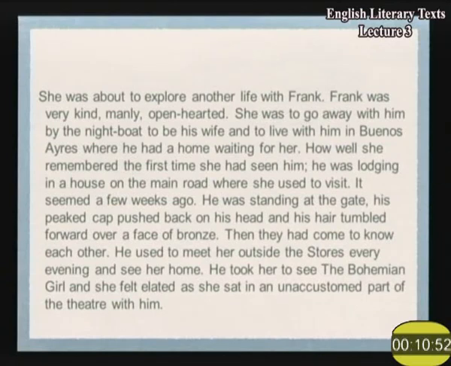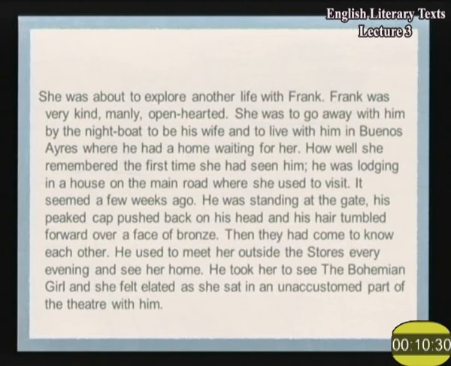She was about to explore another life with Frank. Frank was very kind, manly, open-hearted. She was to go away with him by the night boat to be his wife and to live with him in Buenos Aires, where he had a home waiting for her.